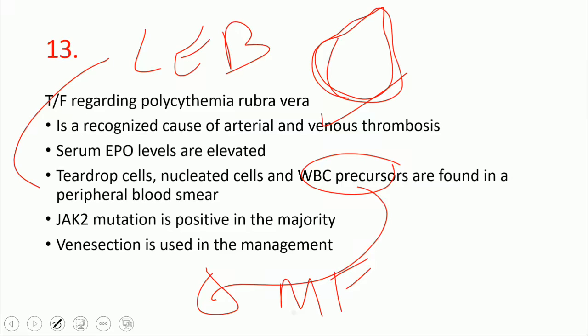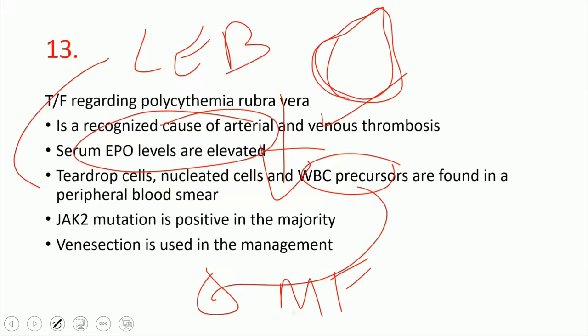Right. Now, how do we diagnose this condition? In polycythemia rubra, what happens to the serum erythropoietin? Because there's proliferation of red cells in the bone marrow, the erythropoietin will be suppressed. Erythropoietin is reduced. That will be suppression of erythropoietin, not elevation.